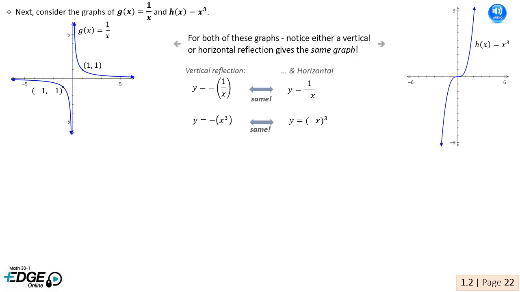Interestingly, when we look at their equations, whether we replace the entire equation or make the entire equation negative or simply replace the x with a negative x, we end up with the same transformed function and original function in both cases of the reciprocal and the cubic. This means when we look at their transformed graphs, we won't be able to distinguish which reflection took place.